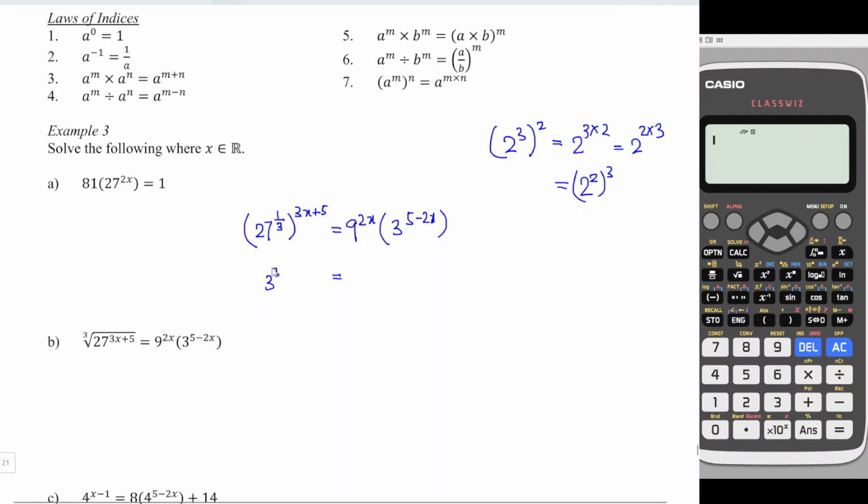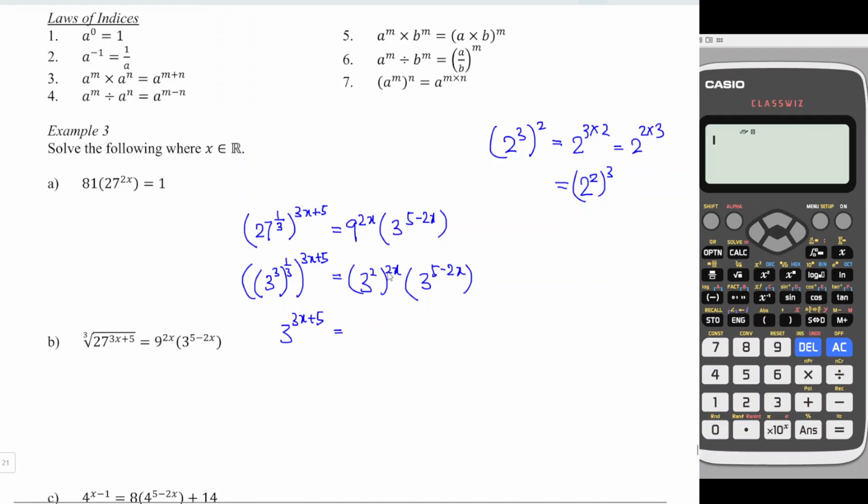3 to the power of 3, we obtain 27. And from here, 27 to the power of 1 over 3, and the whole thing to the power 3x plus 5. 9 is 3 to the power of 2, and we have 2x. 3 is already the prime factor, so we don't have to do anything here. We just copy exactly the same. Okay, next, 3 times 1 over 3, we obtain 1. So 1 times 3x plus 5, we obtain 3x plus 5.